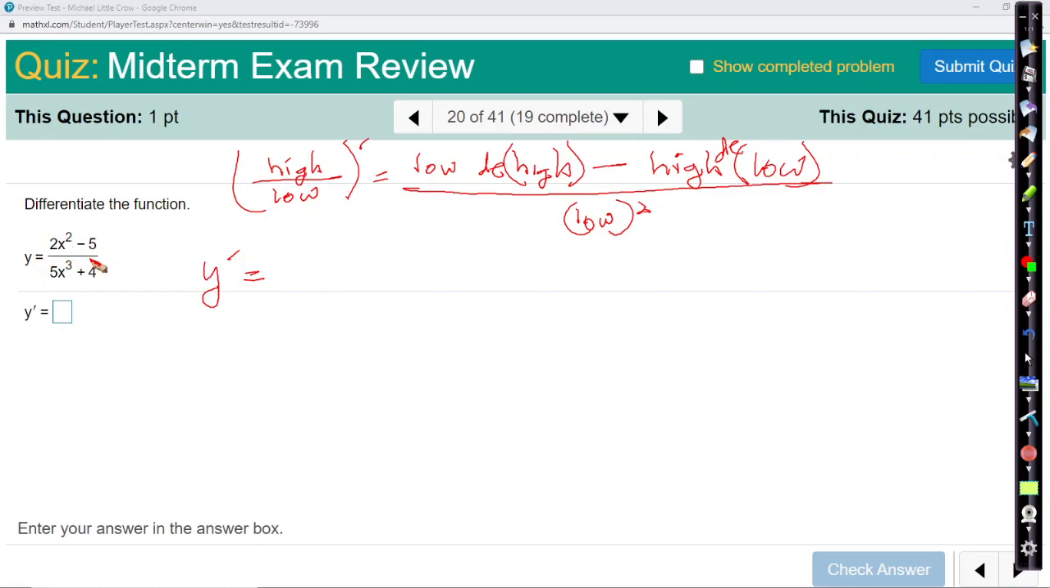So what I'm going to do is take the derivative. Let me come over here. I'll take the derivative of the high, and then we'll put all the pieces together. So the derivative of the high is going to be 2 times 2 is 4x. And then I subtract 1 from the exponent, so 2 minus 1 is 1. And then the derivative of negative 5, it's a constant, is 0. So that's the derivative of the high.